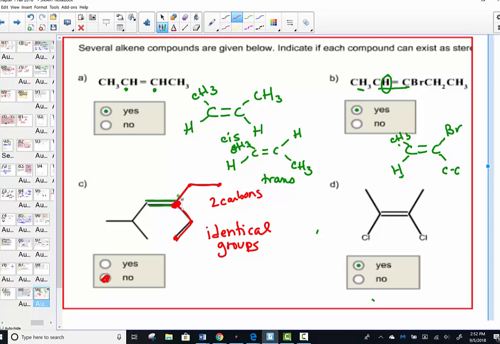And here we see a double bond. This looks like the cis configuration. I could have easily drawn the trans configuration and had stereoisomers. Cis and trans practice.